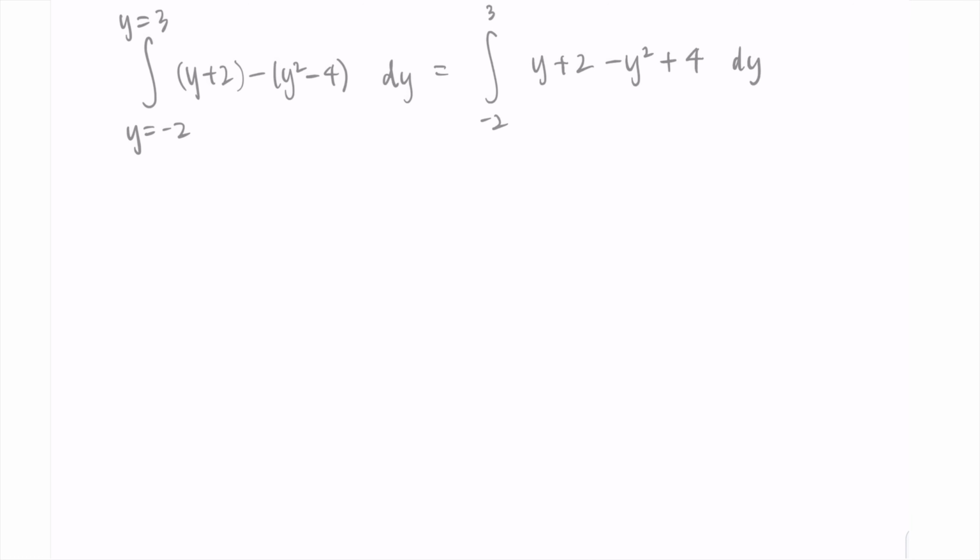Okay, now I can combine the 2 and the 4. So I have the integral of y minus y squared, and then I have plus 6. So I put the 2 and the 4 together.